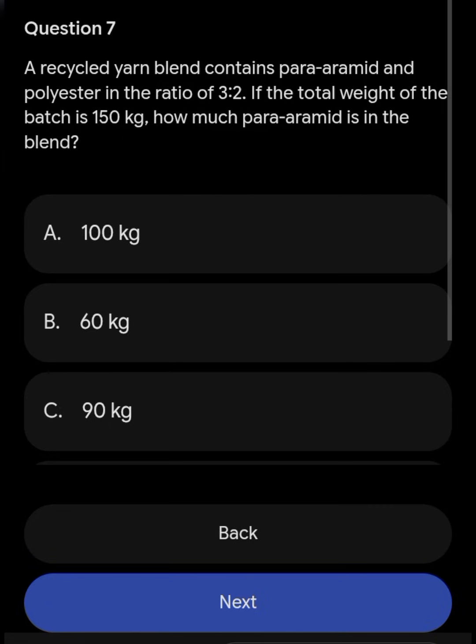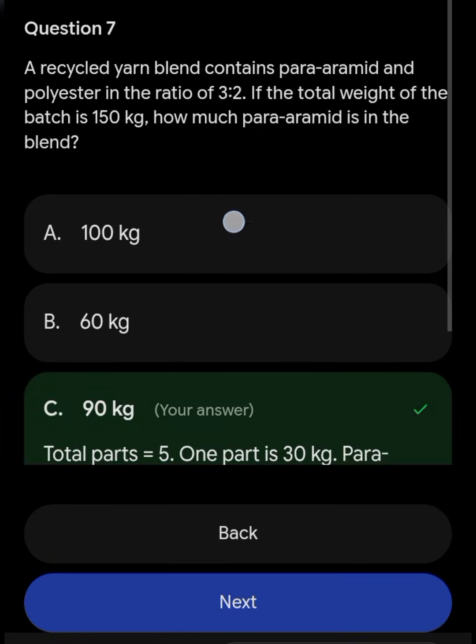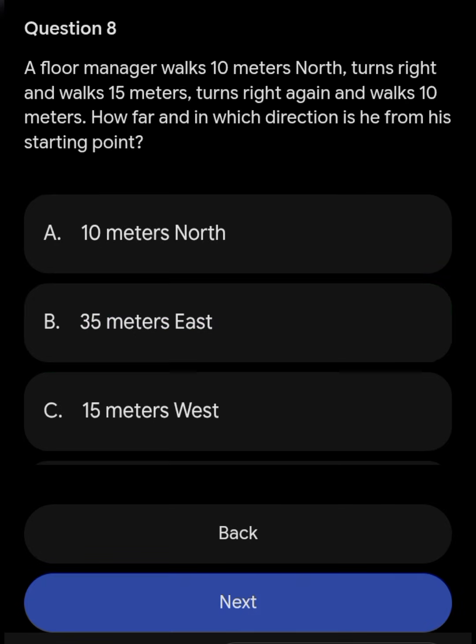So here, as we know, we need to take a constant x: 3x plus 2x, which is total 150, means 5x equals 150, x upon 150 means 30, x will be 30. So how much para-aramid, which is 3x, and x is 30, means total is 90. Yes, have a look over that solution.